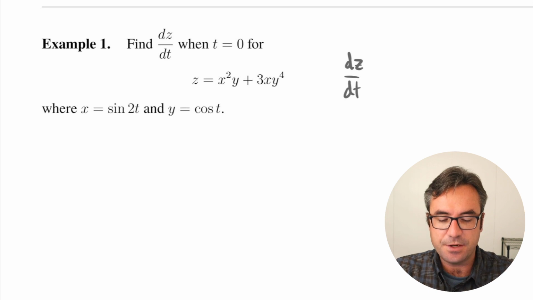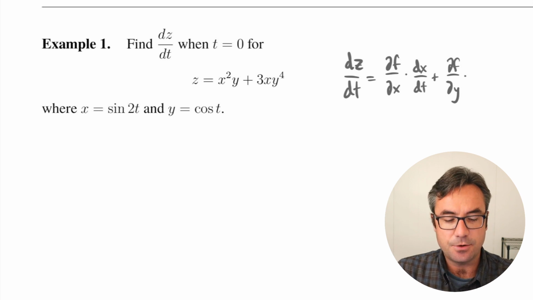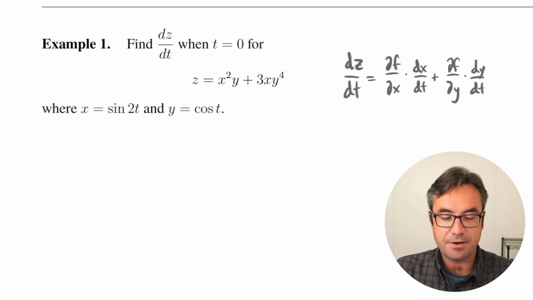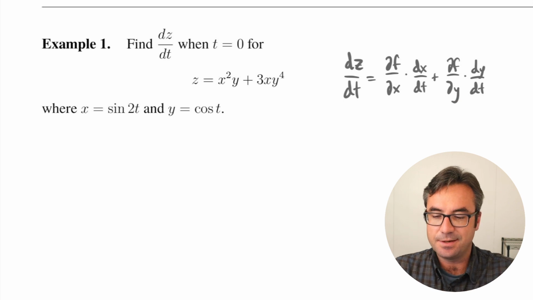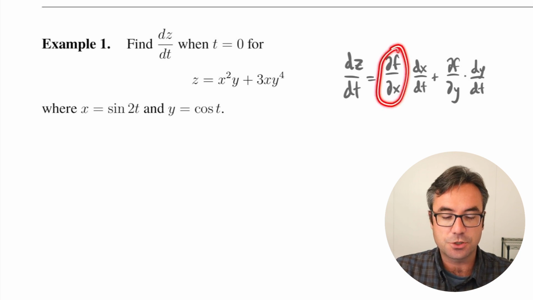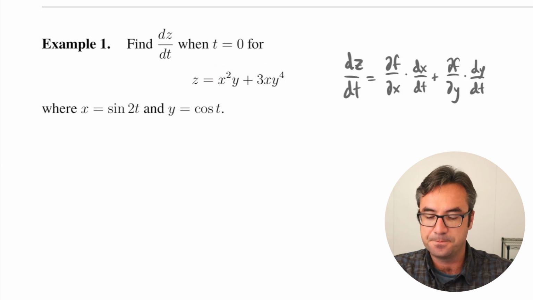So our derivative of z with respect to t is going to be the partial derivative of f with respect to x times the regular derivative of x with respect to t, and then the partial derivative of f with respect to y times the regular derivative of y with respect to t. So we have 4 things to calculate here. So let's go through and figure them all out. Let's start with our partial derivative of f with respect to x. So we're going to do the partial derivative of this function.